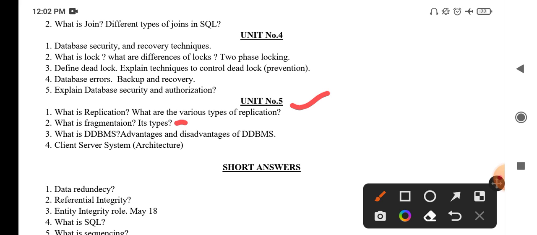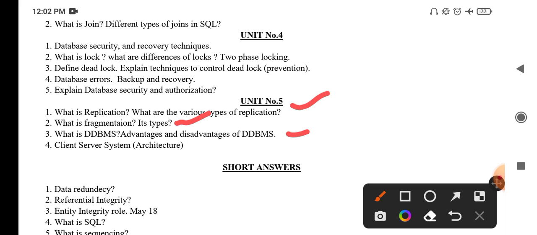The next topic is the concept of fragmentation. You know what is the meaning of fragmentation and its types. Generally, what is the meaning of fragmentation? Dividing the table into either rows or columns is known as fragmentation. Types means what? Horizontal fragmentation, vertical fragmentation, and the next one is mixed fragmentation. All this we have to explain with an example.